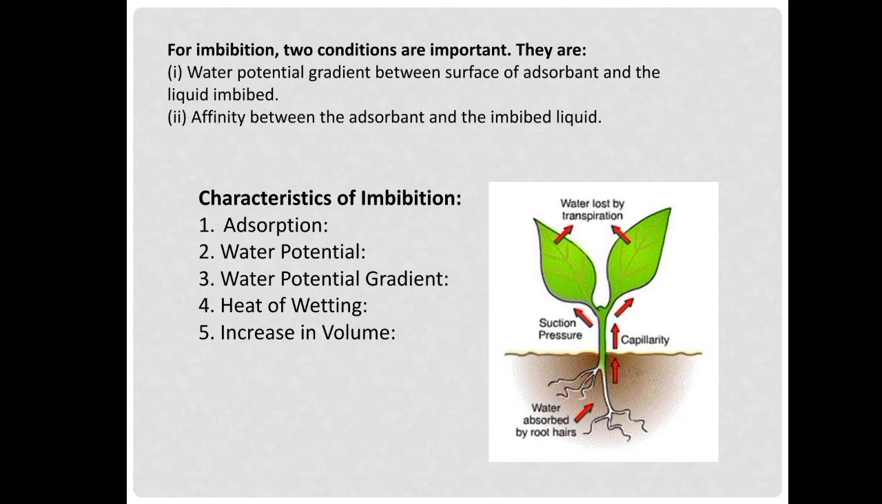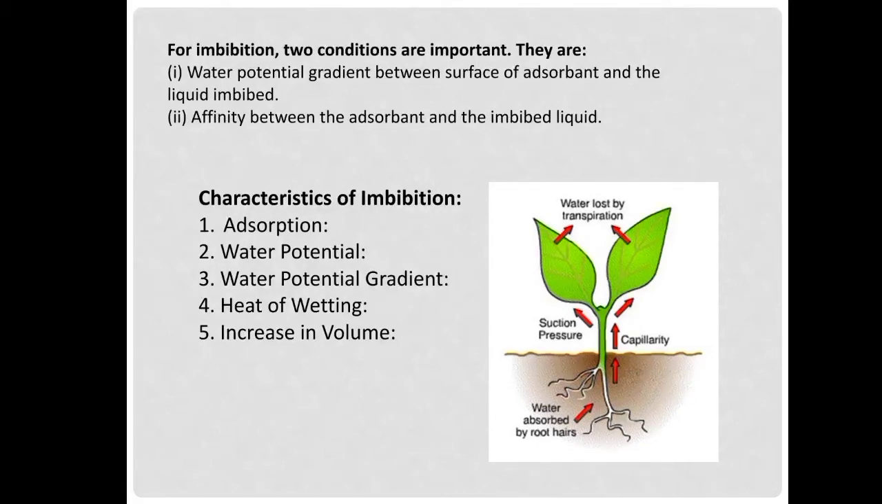Next, if we see the characters of the imbibition, there are 5 characters, that is adsorption, water potential gradient, heat of wetting, increase in volume. First one, that is adsorption. Adsorption means what? So we all know that the substances which absorb the water are known as the imbibients. And the imbibients hold the water by adsorption due to a great force of attraction between the two molecules. That term is known as the adsorption.